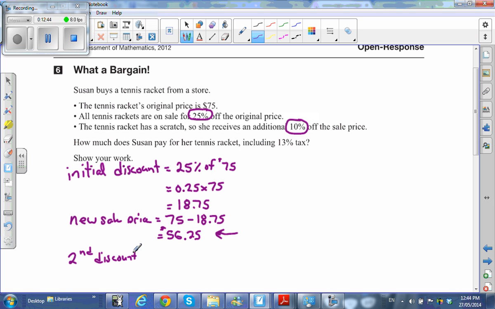So second discount is going to be 10% of 56.25. So 10% divided, because remember percent is out of 100, so divide by 100, I get 0.10 times 56.25, and I get $5.63, rounded to the nearest cent.